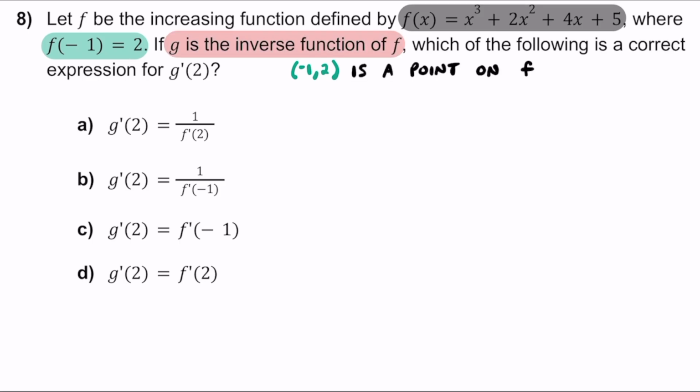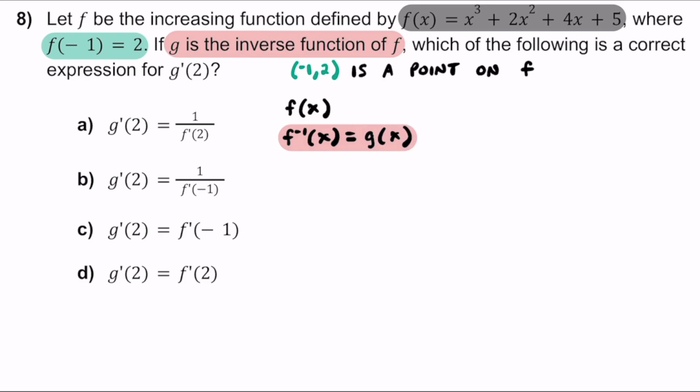Next, we're told that g is the inverse function of f. So we can write our original function as f of x. How do you write the inverse of that? Well, the inverse of f of x is just going to be f inverse of x, but in this particular case, we're defining that as g of x. So for this problem, when we're talking about the inverse, we're just going to call that g of x.